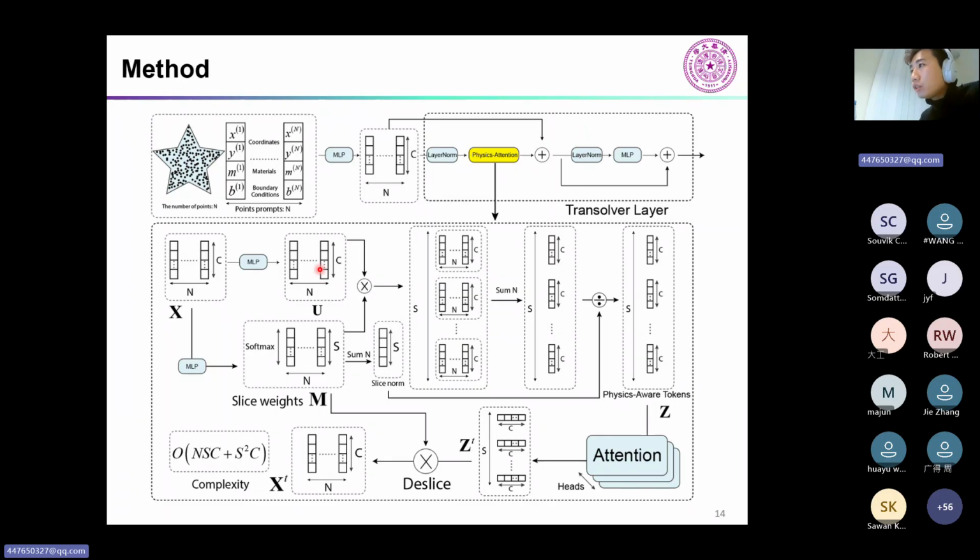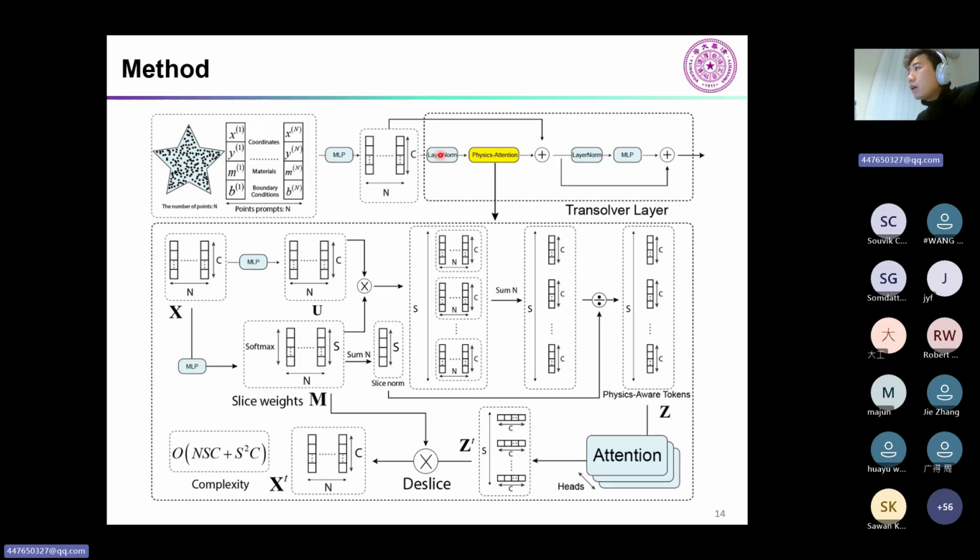Our method uses a Transolver as the backbone. For example, let me introduce the Transolver. For example, it's a 5-point star. Each point has its coordinates, its material, and its boundary condition. These are all about the prompt. For example, there are n points, so we get an n-point prompt. This matrix, for example, is 4 by n. And then we can use an MLP. It transforms from 4 dimensions to C dimensions. We get a matrix that is C by n.